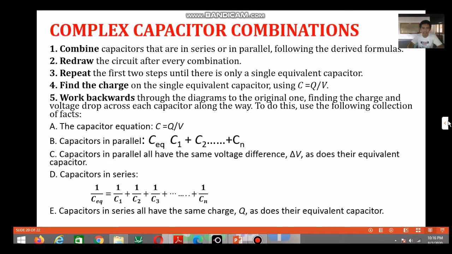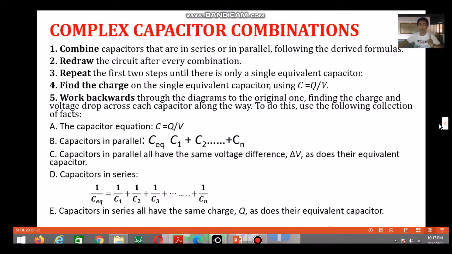To do this, we need to use the following collection of facts. First, the capacitor equation: capacitance equals charge per voltage. Next is the equivalent capacitance if capacitors are connected in parallel. And then the equivalent capacitance if they are connected in series, it's letter D. For letter C, capacitors in parallel all have the same voltage difference, as does their equivalent capacitor. Next, capacitors in series have the same charge Q, as does their equivalent capacitor.